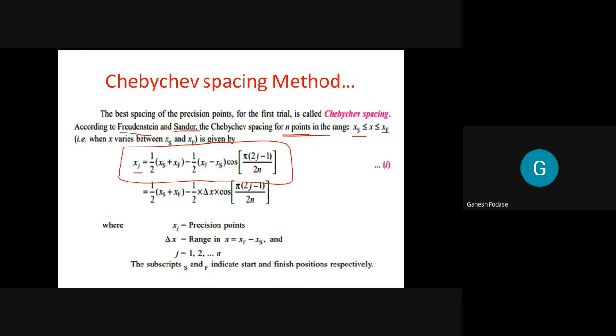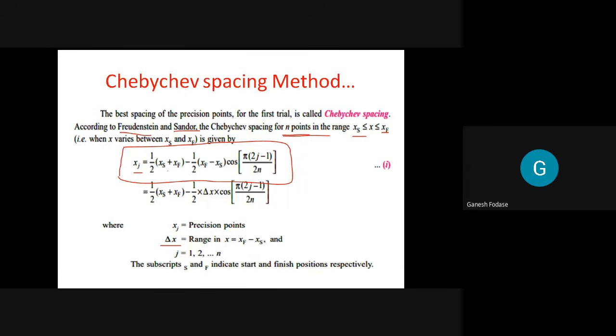So xj is equal to half of xs plus xf, where xs is the starting point and xf is the final point. This formula is already derived. There is no need to derive it. Half of (xs plus xf) minus half of the difference, into cos of pi into (2j minus 1) upon 2n. The ready-made formula is there. We just need to use this formula to locate precision points. In this formula, n is the number of precision points, xs is the starting point, xf is the final point, or you can say this is the range. The range is nothing but delta x, so delta x is equal to final point minus starting point.